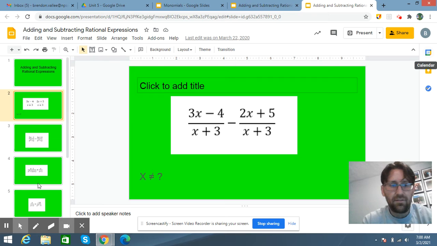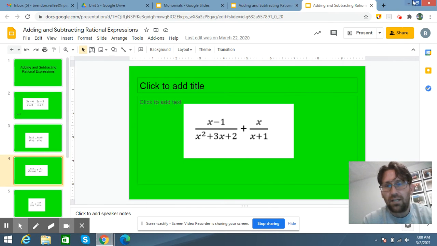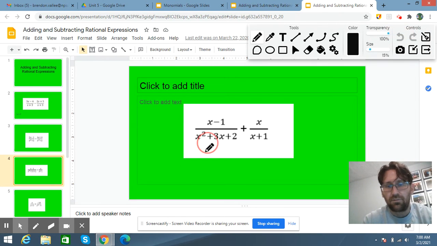Now, what if the denominators are not the same? The first thing I'm going to do is factor this bottom piece, right? So I'm going to rewrite this denominator. And if I were going to do product sum, what times what is 2 that adds to give me 3? It's 2 times 1. So that's x plus 2 times x plus 1.